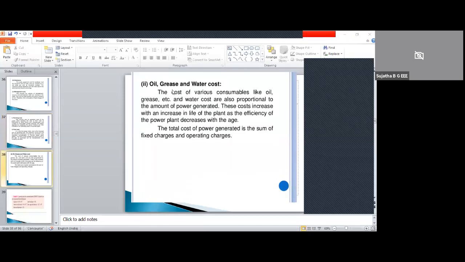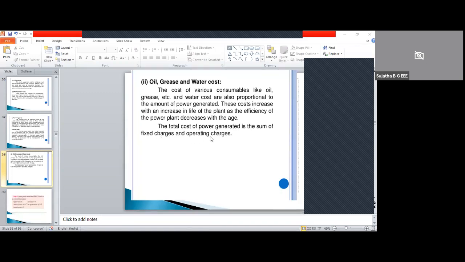We also have oil, grease and water cost. So all this also is required for operating your power plant. The cost of various consumables like oil, grease, etc. and water costs are also proportional to the amount of power generated. So these costs will increase with increase in life of the plant as the efficiency of the power plant decreases with age. The total cost of power generated is the sum of fixed charges and operating charges. The total cost, when you are analyzing a given power plant, will be based on the sum of fixed charges and running or operating charges.